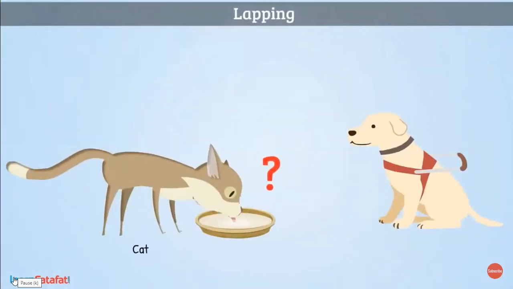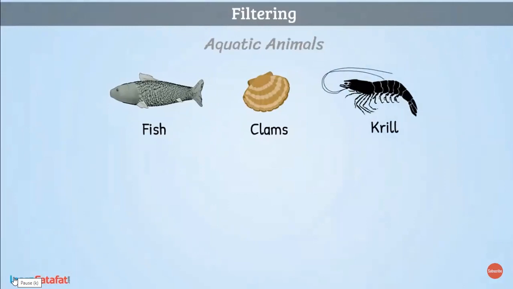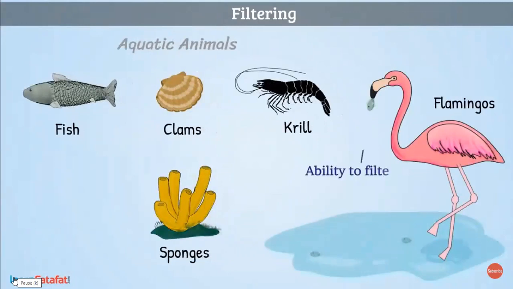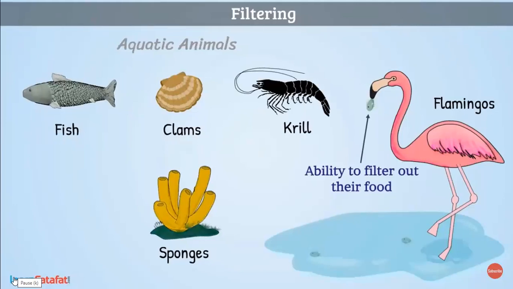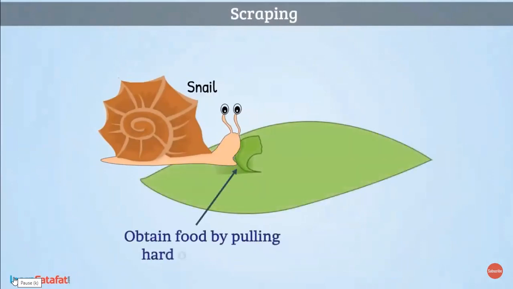Lapping. Have you seen a cat or dog drinking milk? Well, more appropriately, it is called lapping. They use their tongue to do so. Filtering. Some aquatic animals such as fish, clams, krill, and sponges, and similarly some birds like flamingos, have the ability to filter out their food which is present in water or other mixture. Scraping. Animals such as snail obtain food by pulling hard on a surface to obtain food attached on it. It is called scraping.